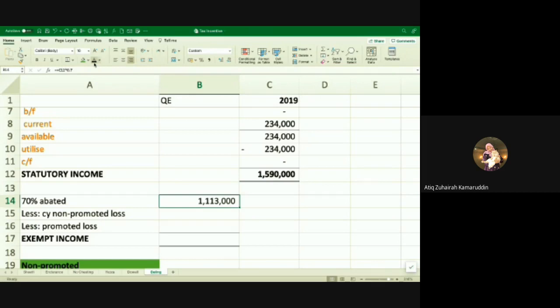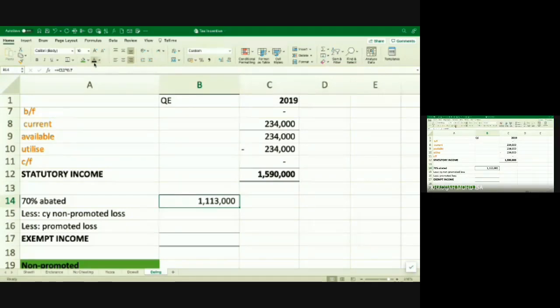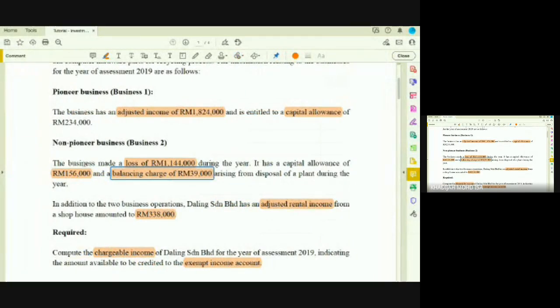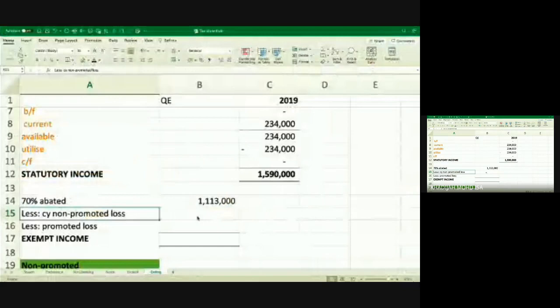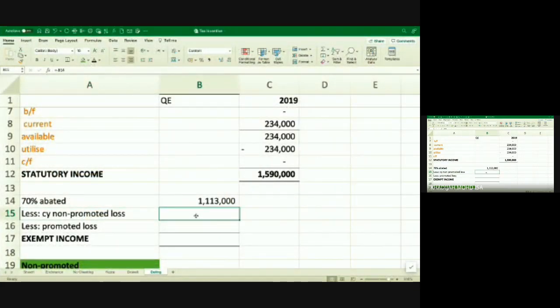Yes, madam. Okay, right. And then from the formula, the law says that from the 70% abated, you have to minus your current year non-promoted loss. Remember that in this question, you have the non-pioneer business, which is the non-promoted business, and this business is having a loss of 1,144,000. So 1,144,000 has to be used against your 70% abated.